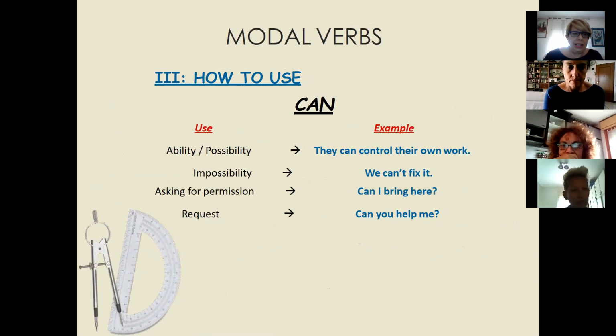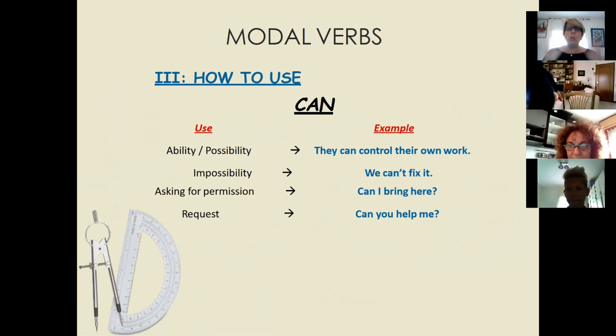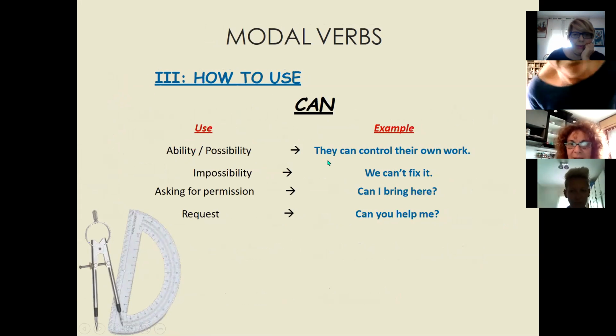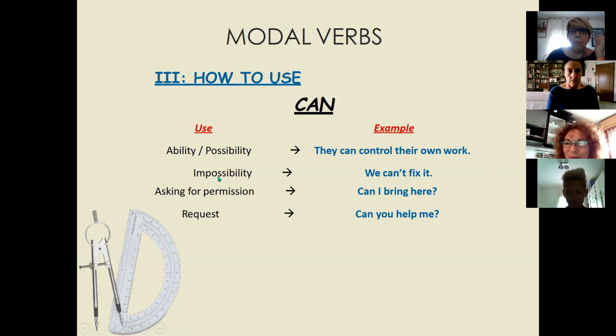How do we use it, Anna? Now, how to use. Now we see all the verbs one by one. We start with can. Use an example. Can: ability, possibility. They can control their own work. Impossibility. We can fix it. Asking for permission: can I bring her here? Request: can you help me?